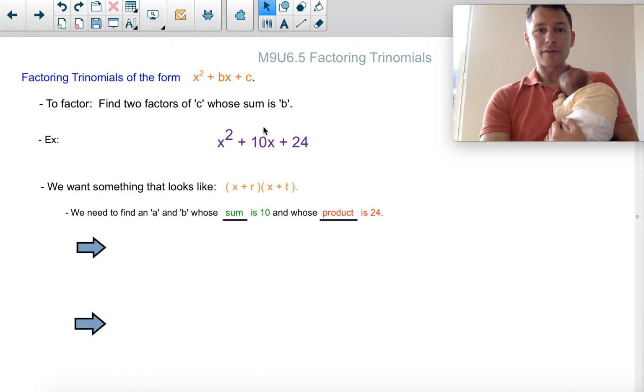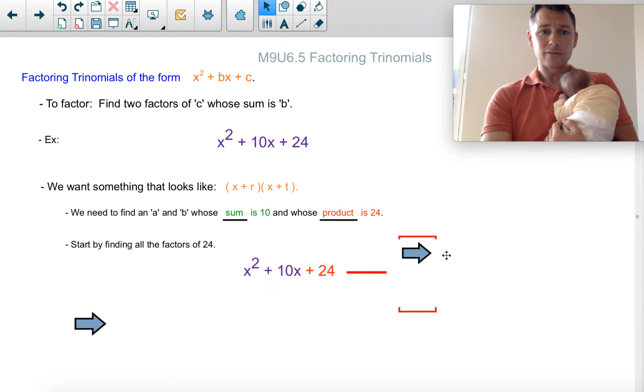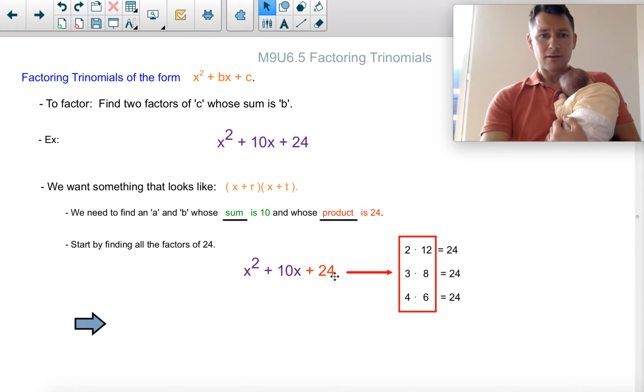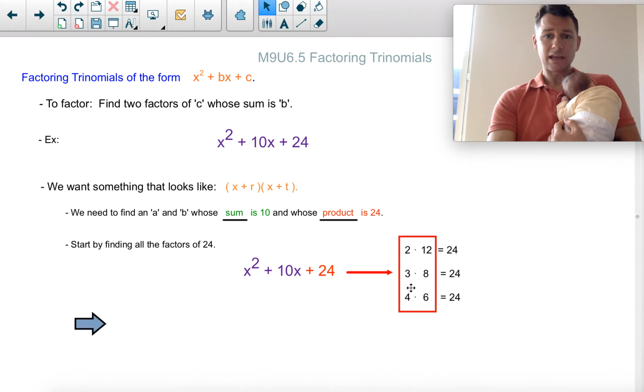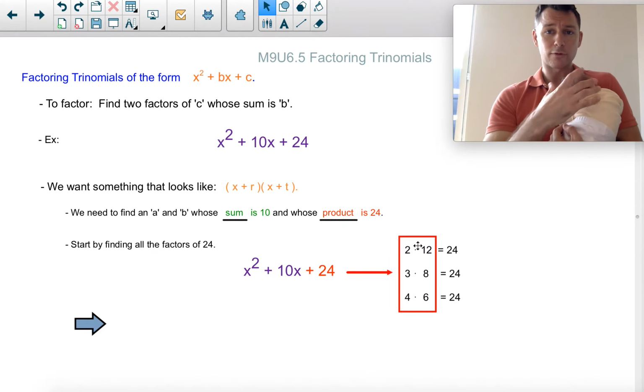We figured out that this 10x is the sum of r and t, and 24 is the product of r and t. So really, if you think about finding the product of this last term, 24 can either be 2 and 12, 3 and 8, 4 and 6, or it can be 1 and 24 also.